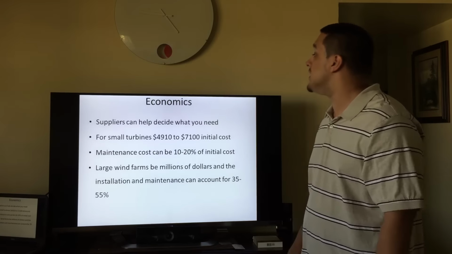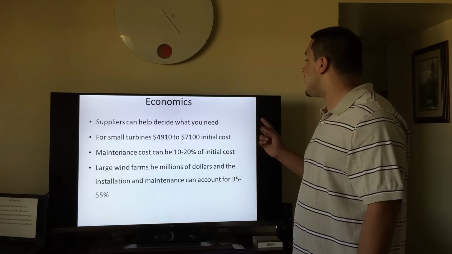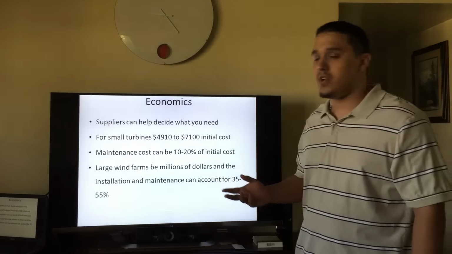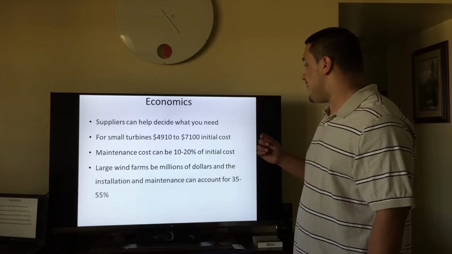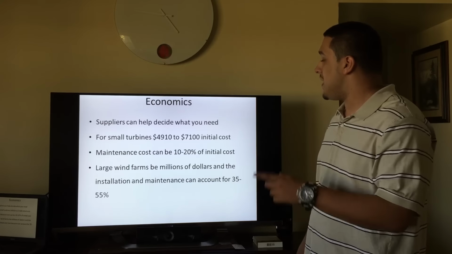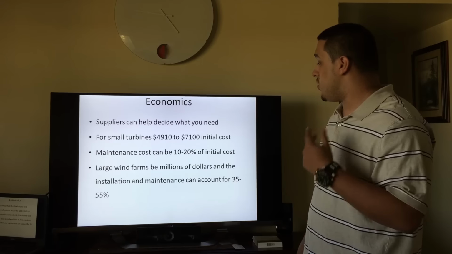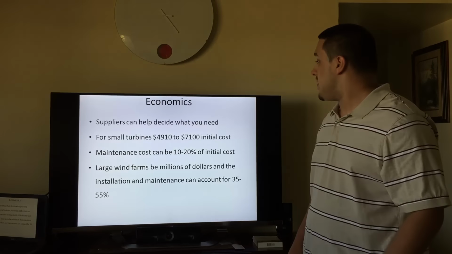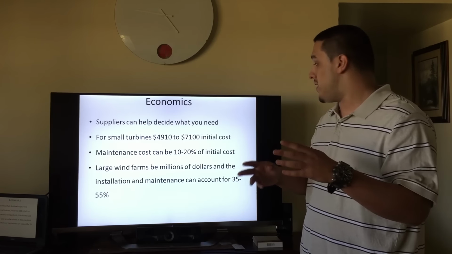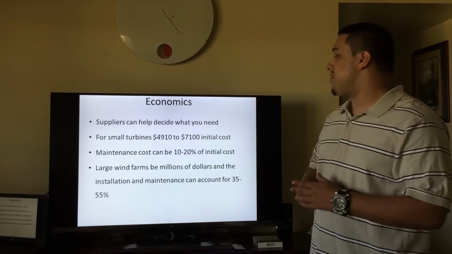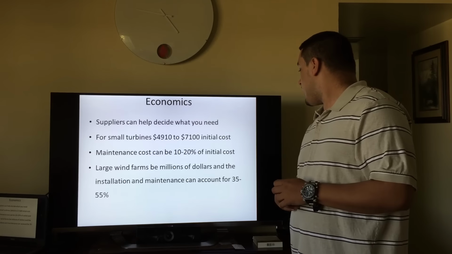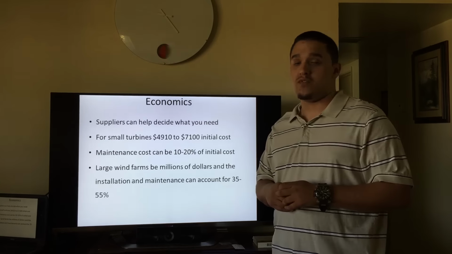For small turbines, the initial cost can be as low as approximately $5,000 to $7,000, which is not very expensive, and maintenance costs can be only about 10 to 20% of that initial cost. Large wind farms can cost millions of dollars, because you have a big group of wind turbines, and installation and maintenance of a large wind farm can account for up to 35 to 55% of your investment.